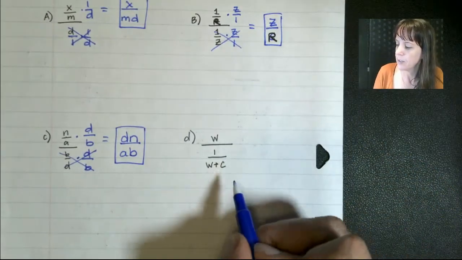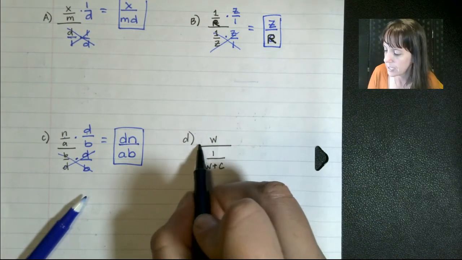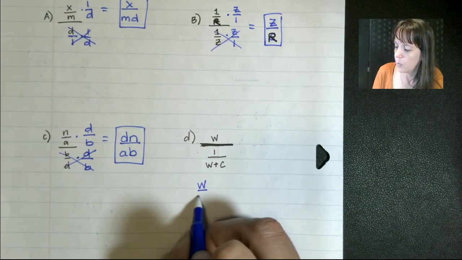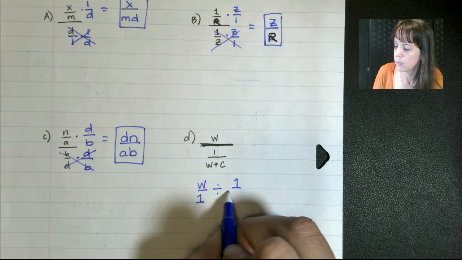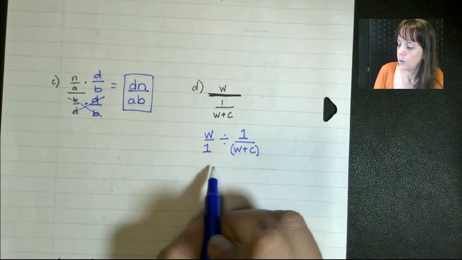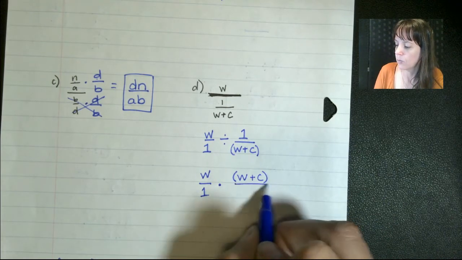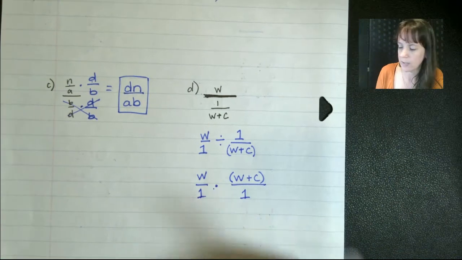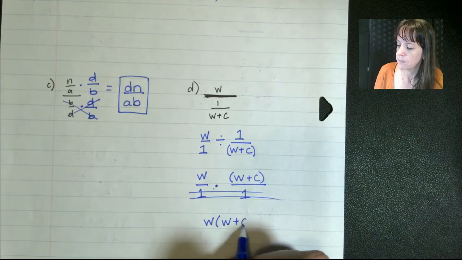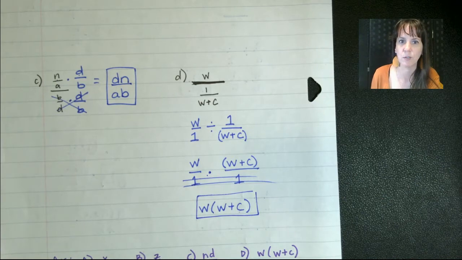Okay, for this guy right here, because this is my big division bar, is this one right here. So it might make sense to rewrite this. W over 1 divided by 1 over W plus C. Now again, I want to protect my addition and subtraction. So W over 1 times W plus C over 1. 1 times 1 is 1, and that's on the denominator, so I can just get rid of that. And that leaves me with W times W plus C. Now you could distribute that if you'd like to, but I think that you can also just leave it like this, and that's the easiest way to do that.